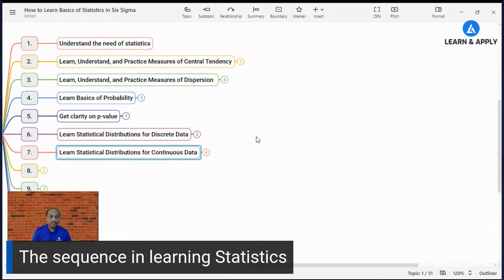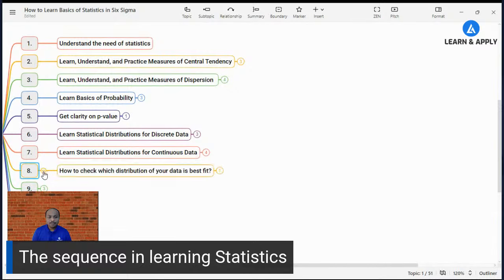normal distribution. The next step: how to check. As we have seen, there are various distributions available. Now, how can we check which distribution your data best fits? The understanding of the distribution is very critical when you are going for the selection of the statistical tools.